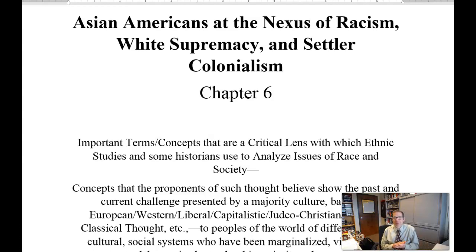Nexus, by the way, means kind of the center or the connection. So, in this class, as you guys know, this is a class that's a hybrid between a history class and an ethnic studies class. And so, some chapters are going to focus more on the historic timeline, others will be more on themes you might find in the ethnic studies course.